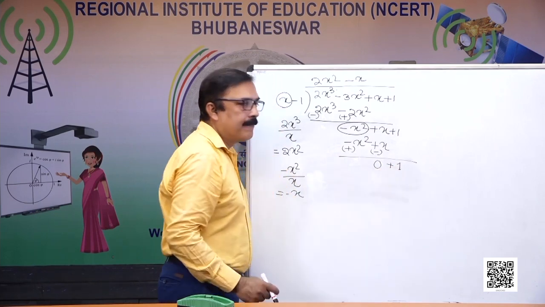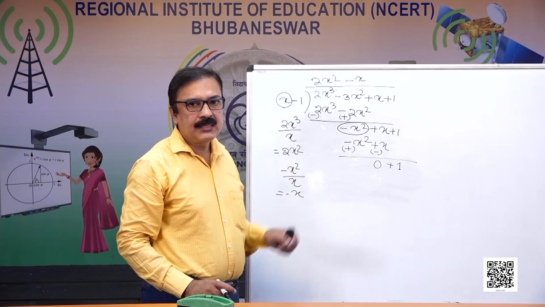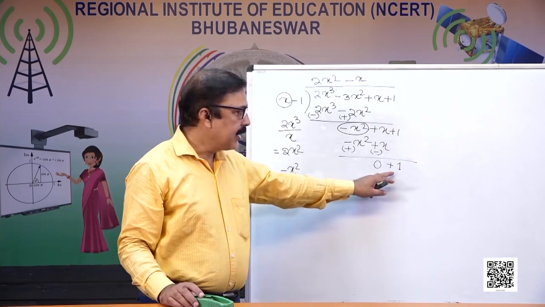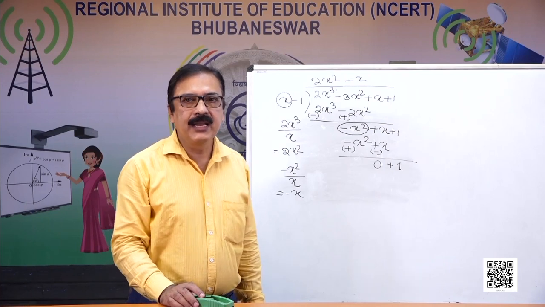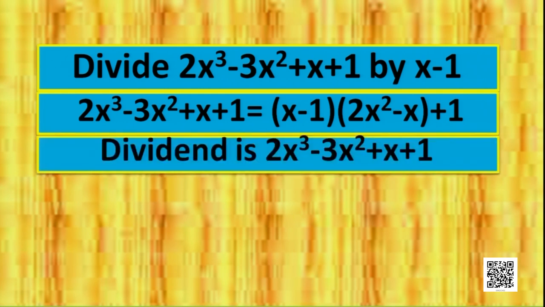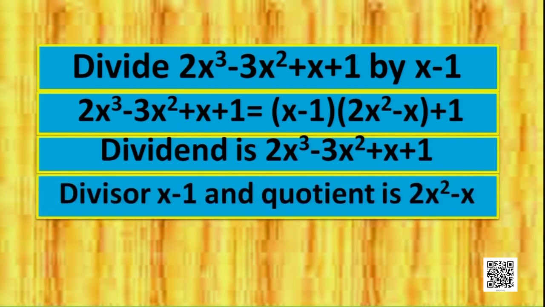Now see, x minus 1 is the divisor, and what is its degree? Its degree is 1, and in case of remainder, we have 1 and its degree is 0. So in this case, we can write 2x cube minus 3x square plus x plus 1 is equal to our divisor x minus 1 into quotient 2x square minus x plus remainder 1. So here, as you understand, dividend is 2x cube minus 3x square plus x plus 1 is of degree 3. And divisor is x minus 1 and quotient is 2x square minus x.